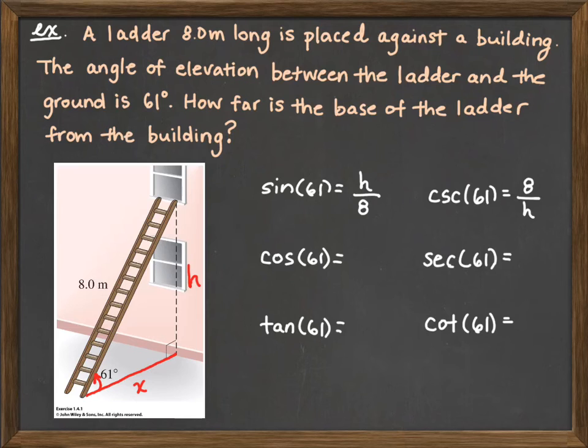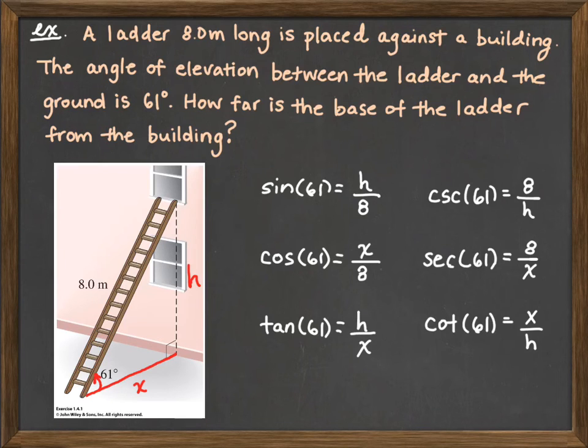The cosine is always given by the adjacent side over the hypotenuse. So that's going to be x over 8. And similarly, the secant, we're going to flip that. We'll get 8 over x. Lastly, the tangent is given by opposite over adjacent. So h over x. And so our cotangent is given by x over h.